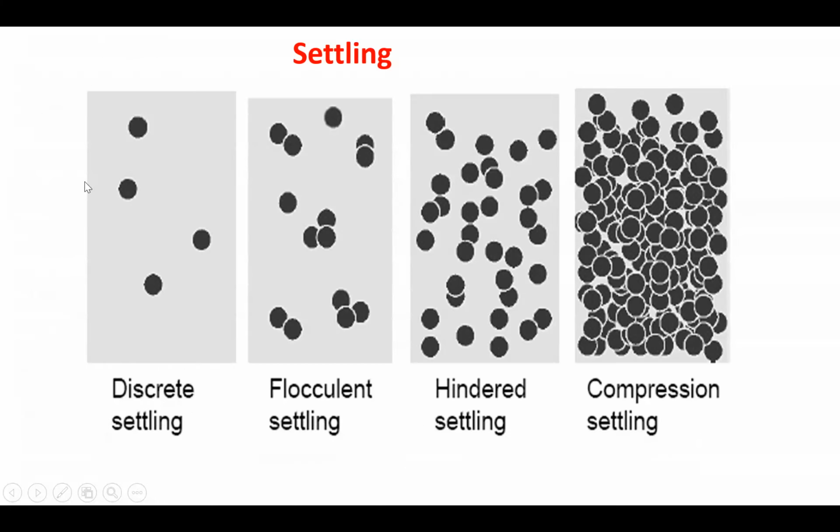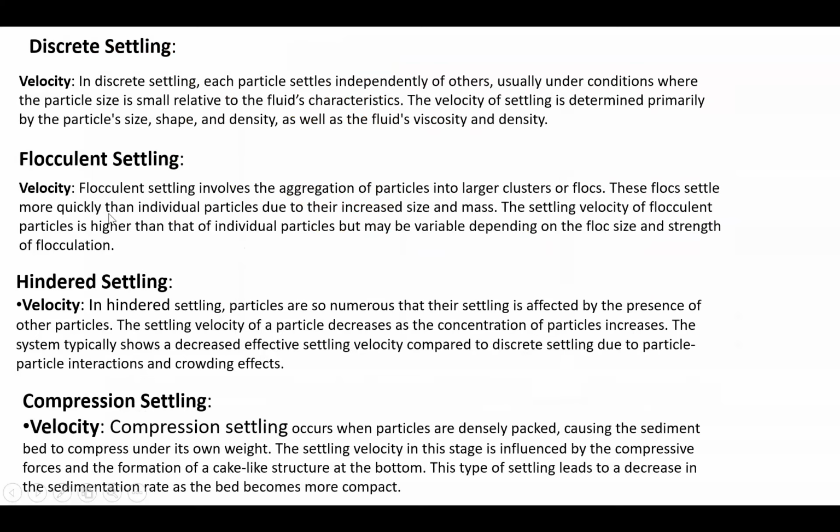In flocculent settling, the particles attach to each other and make something like a colony, and the weight of this will be increasing, and it can fall at a little higher speed compared to discrete settling. Flocculent settling involves the aggregation of particles into larger clusters or flocks. These flocks settle more quickly than individual particles due to their increased size and mass. So the settling velocity of a flocculent particle is higher than the individual particle, but may also vary depending on the flock size and strength of flocculation.